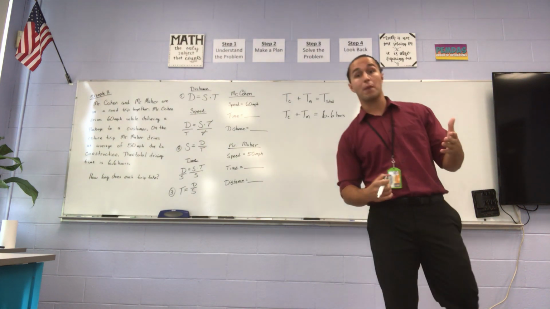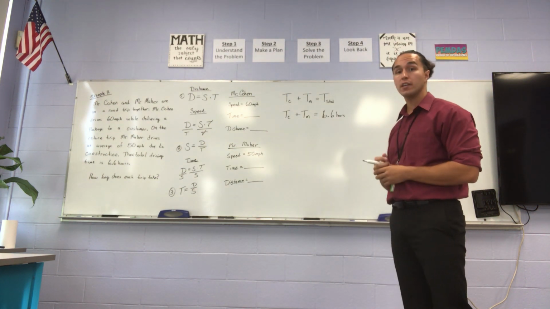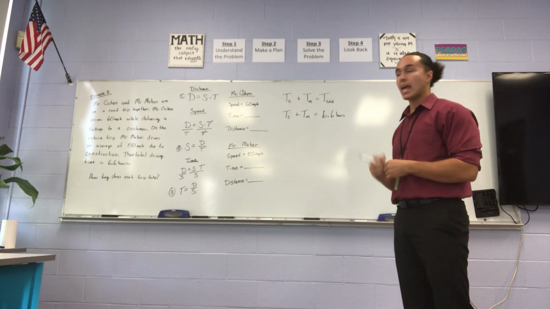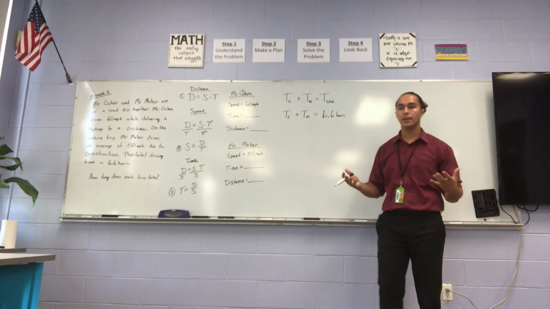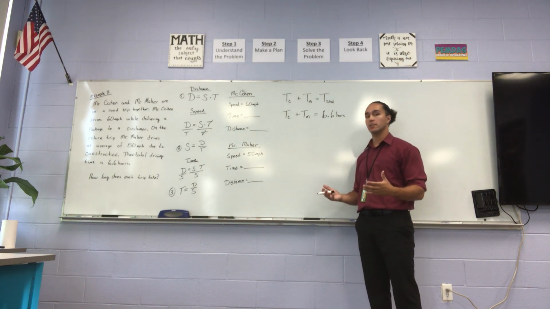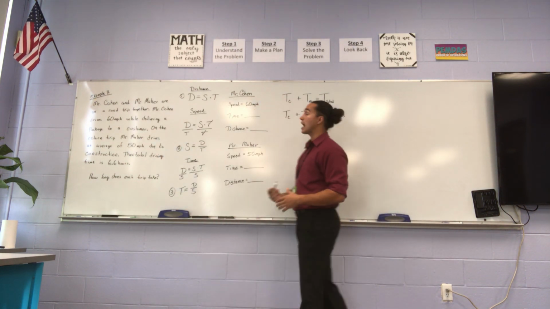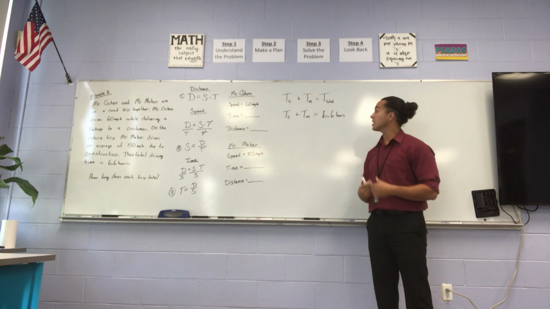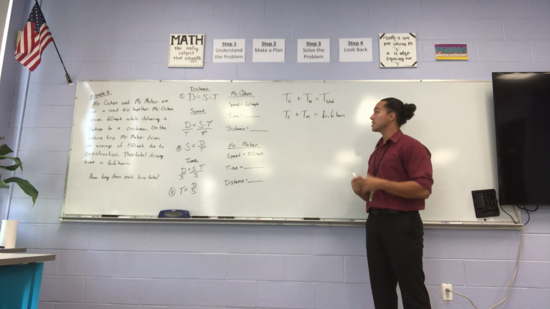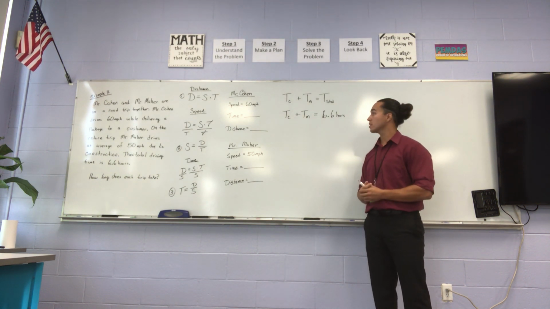Now some of you are probably thinking the time for each one is 3.3, right? Half going there, half coming back. But why can't we conclude that? Because what do we notice about their speeds? Their speeds are not constant. So the speed is very important to understand that the times are not equal.